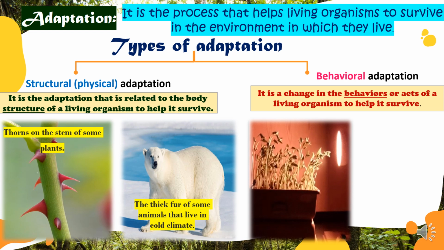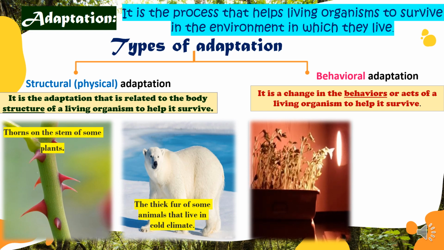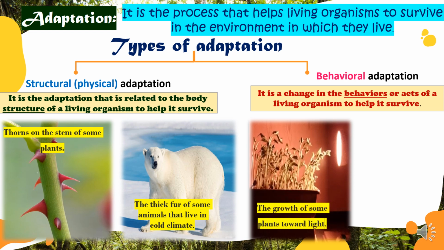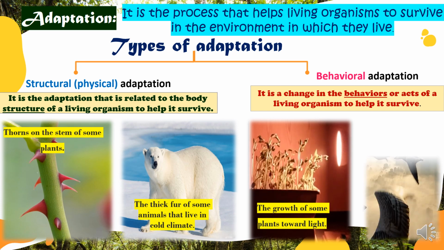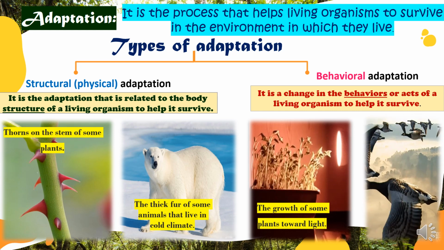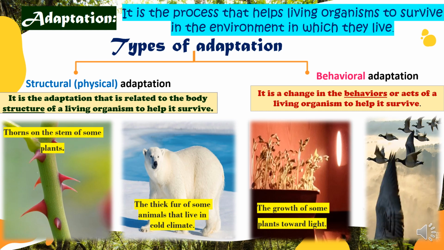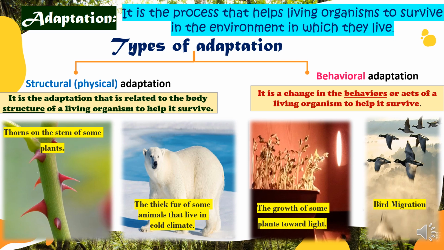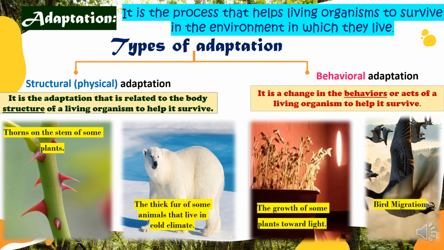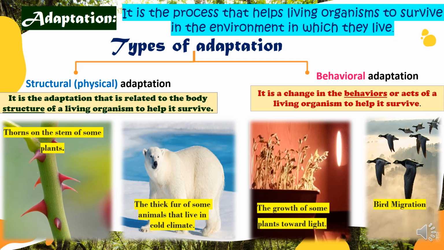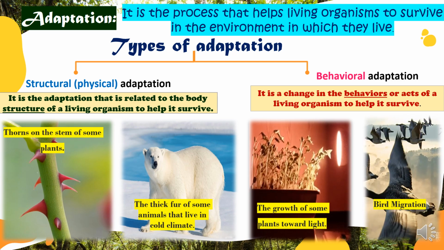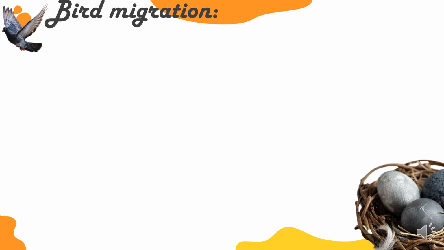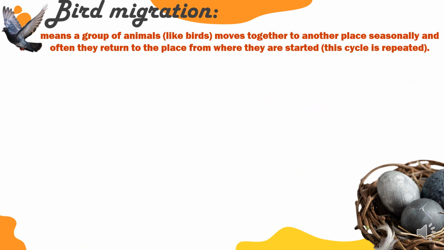In behavioral adaptation, like this picture in front of you, as you can see that plants always grow towards the light to make photosynthesis process. Growing plants towards the light is considered as behavioral adaptation. The second example here for behavioral adaptation is, yes, bird migration. And migration, as we're gonna say now, means some animals traveling from one place to another place for many reasons. So let's talk about bird migration in details.